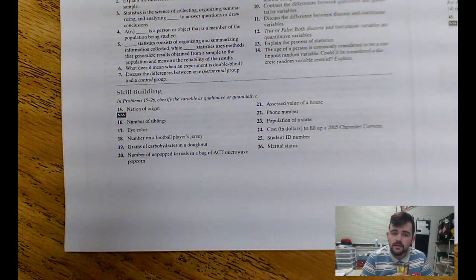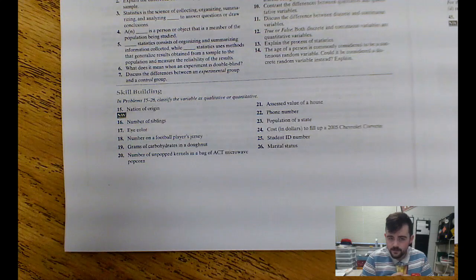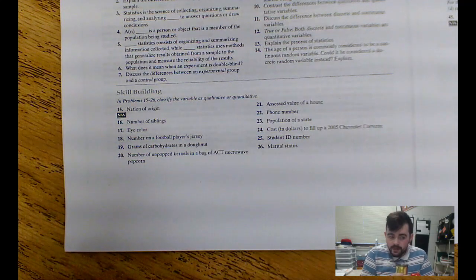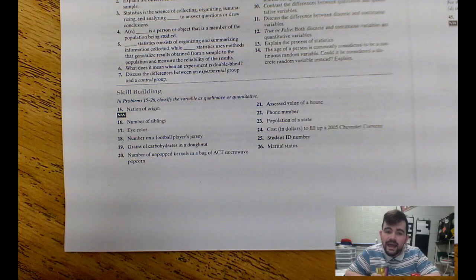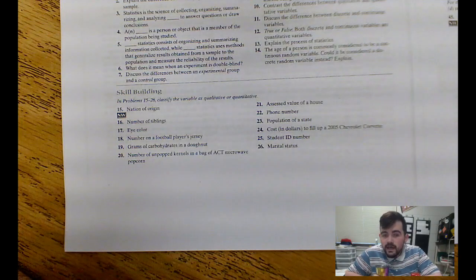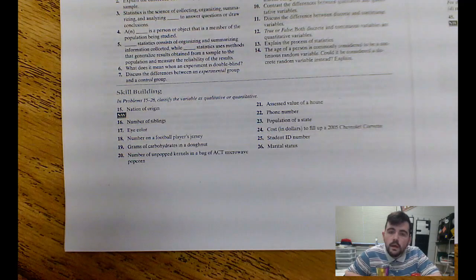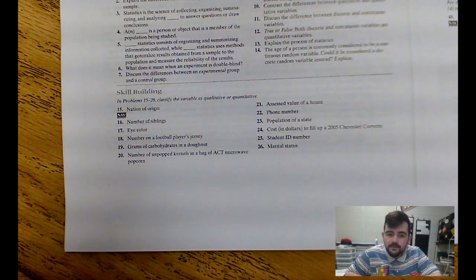Number 16, the number of siblings. That is quantitative, because you could find, and it would make sense to find, the average number of siblings. I have one brother. Y'all might have 5. Number 17, eye color. That is qualitative. Can't do math with eye color.